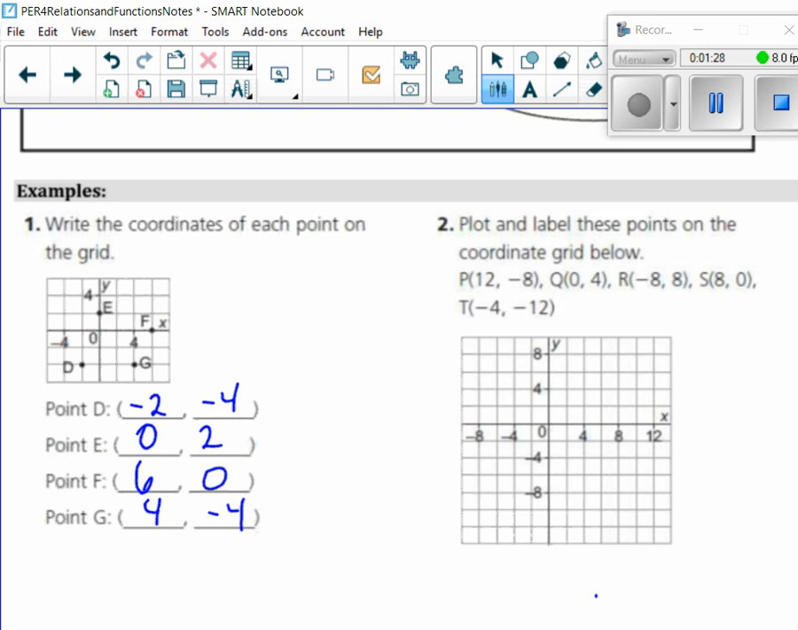Okay, so the next one. We're going 12, -8, and then we plot and put P there. 0, 4, we put Q there. -8, 8, we're putting R there. 8, 0 is S, and -4, -12 right there is T. So did everybody get those in that spot?